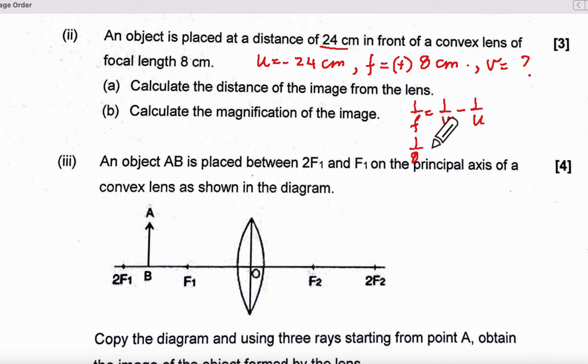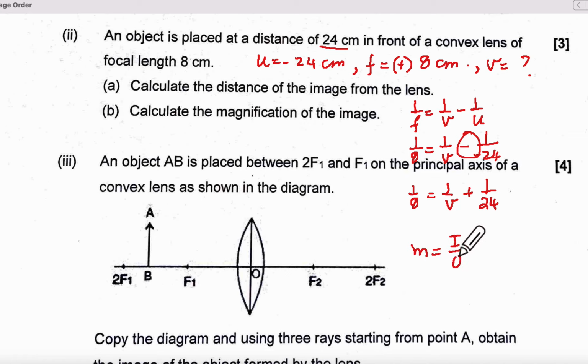This will be 1 upon 8, and minus 1 upon minus 24, and then pause over there and write this once again. Don't do this mentally. Understanding? And calculate the magnification. What is magnification going to be equal to? I upon O, which is going to be equal to V upon U.